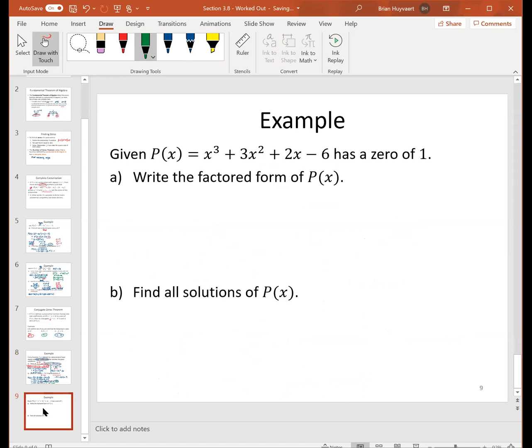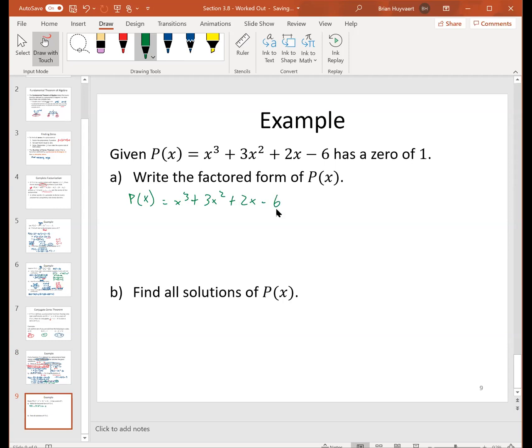Okay. Finally, we're going to kind of have a mix of the ones we just did. So we have a polynomial given to us. We're told one of its zeros. We want to write out the factored form. So there's a couple ways that we could operate through this, right? We have x cubed plus 3x squared plus 2x minus 6. We're going to try to factor this thing out completely.